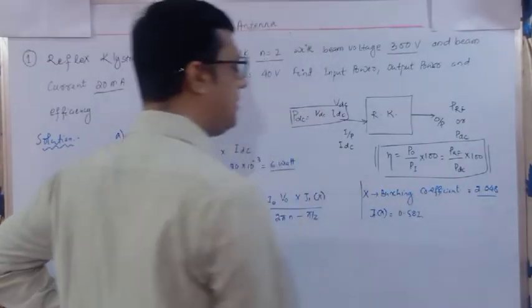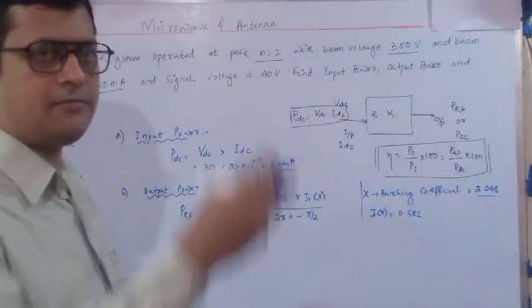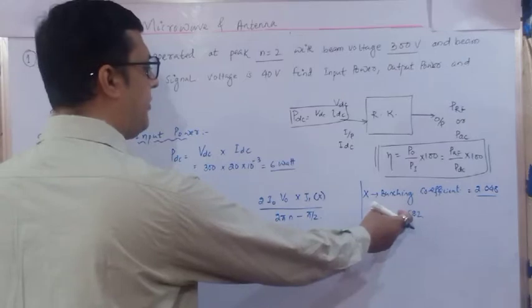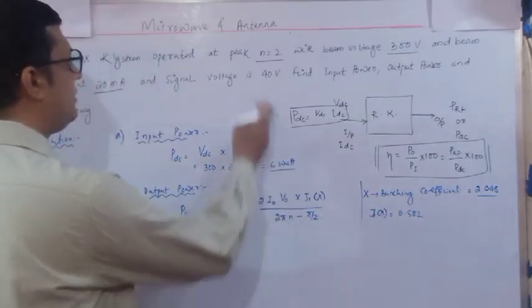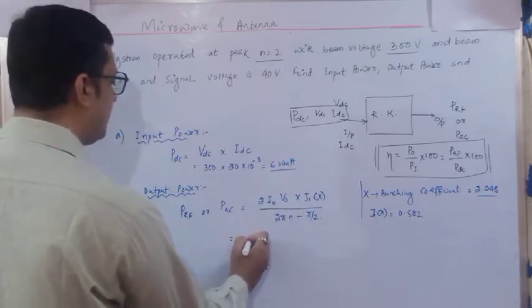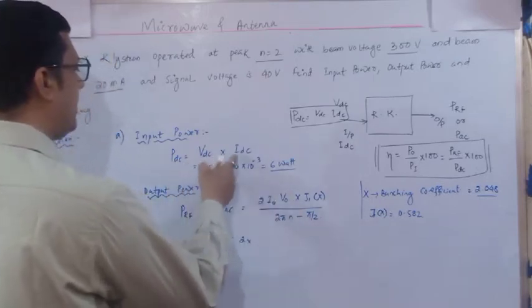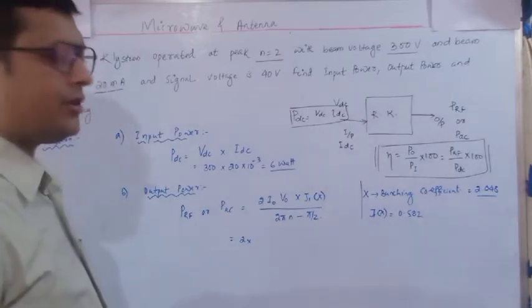Okay, and J1 of x means it is a Bessel function. So the Bessel function with respect to the bunching factor is 0.582. Done. Small n value is how much? 2 pi by 2. So you need to substitute it. So what is V naught and I naught? V naught and I naught is the DC potential and DC current.